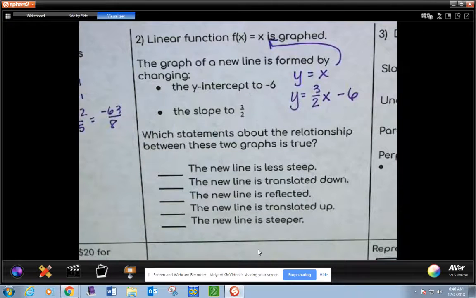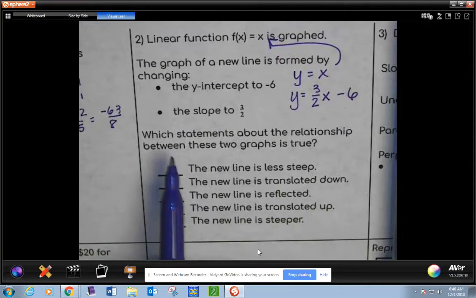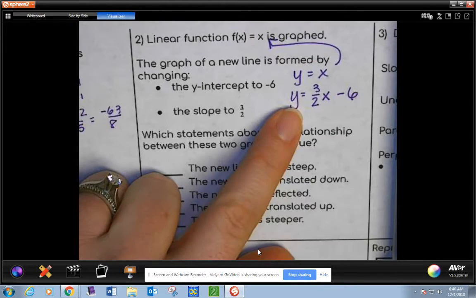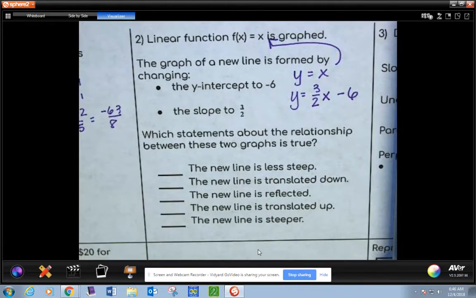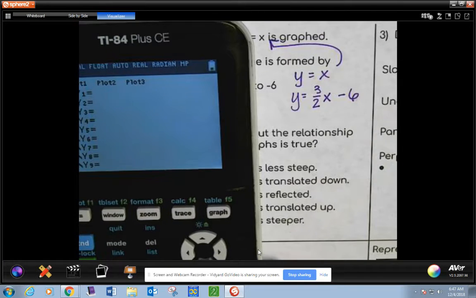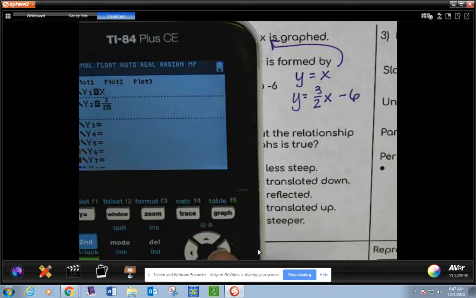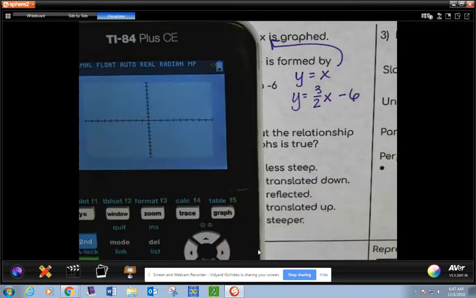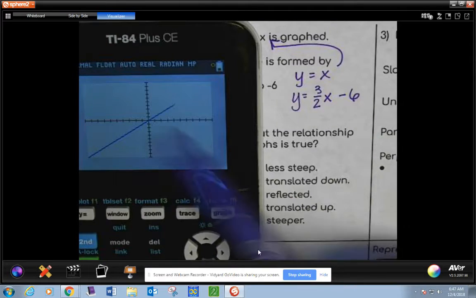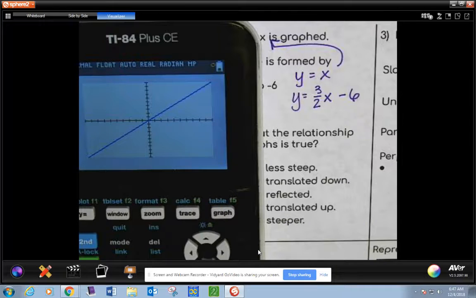Okay, so what they want to say is which statements about the relationship between the two graphs is true. When they give you two graphs like that, what I want you to do is go into your calculator, and we're going to put in y1, we're just going to do x, and in y2, we're going to do 3 over 2x minus 6. So this is a really easy problem, so please make sure you're learning it, and then you're just going to hit graph. The blue line is the original line, and we're going to see how the red line changes.